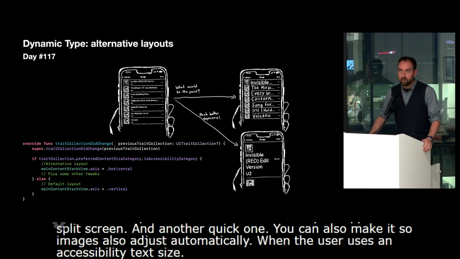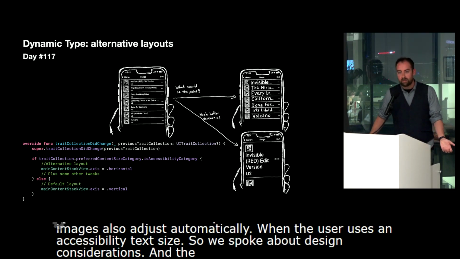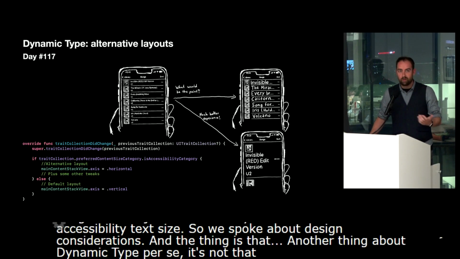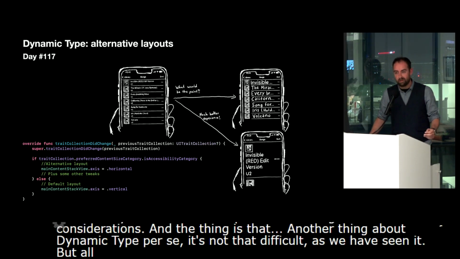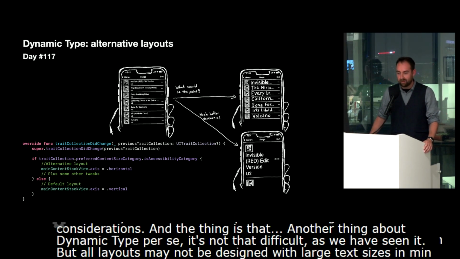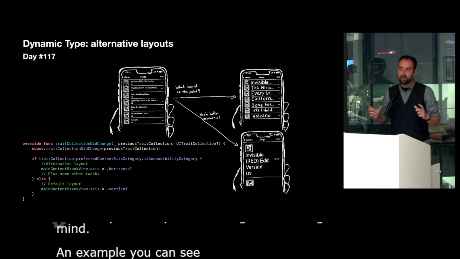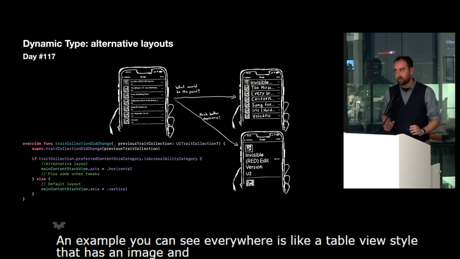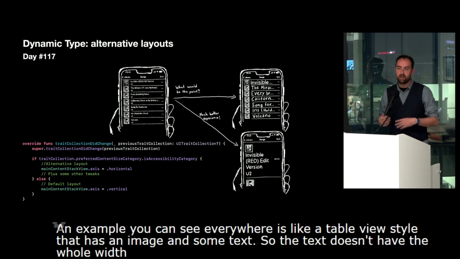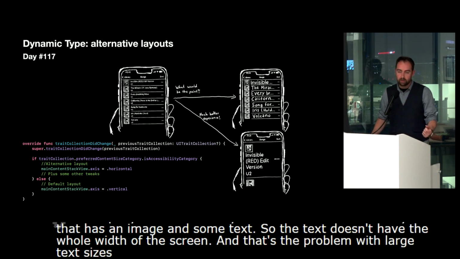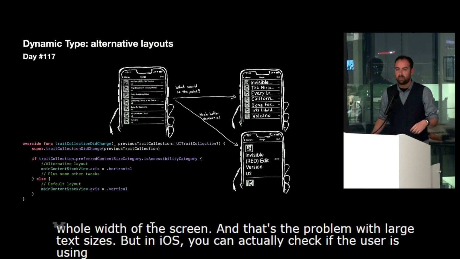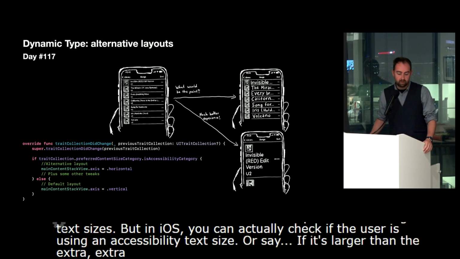So we spoke about design considerations, and the thing is that adopting dynamic type per se is not that difficult, as we've seen. But our layouts may not be designed with large text sizes in mind. An example you can see everywhere is a table view cell that has an image and some text. So the text doesn't have the whole width of the screen, and that's a problem with large text sizes. But in iOS, you can actually check if the user is using an accessibility text size, or say, if it's larger than the extra large size, I'm going to do some tweaks in the layout.